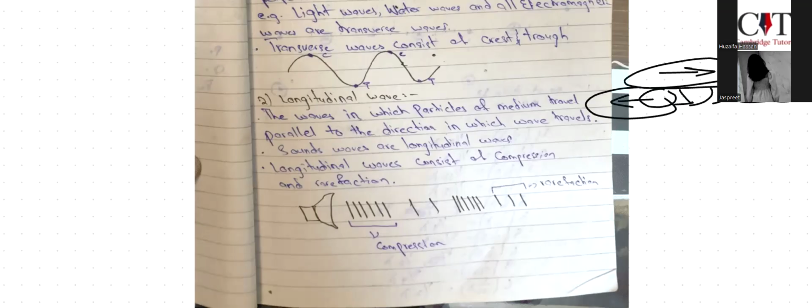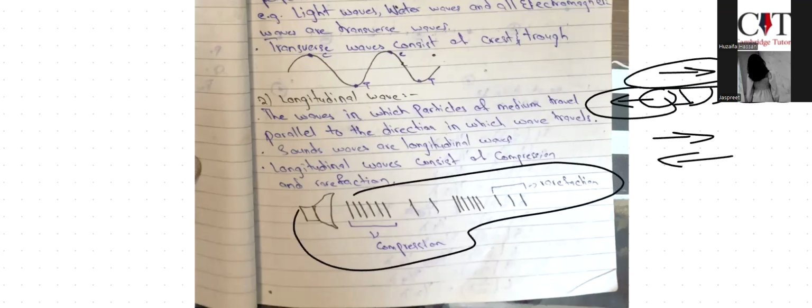Okay, in a transverse wave we have crest and trough, but in the longitudinal wave we have compression and rarefaction. When you stretch the spring, it will move right and left. When it moves right, there will be compression. But when it moves left, it will move away, causing rarefaction. You can see the diagram in the notes as well.